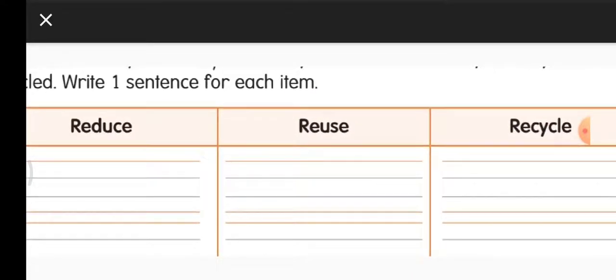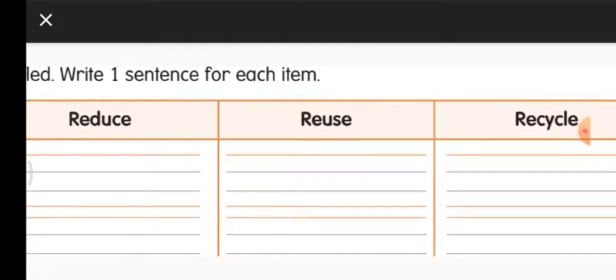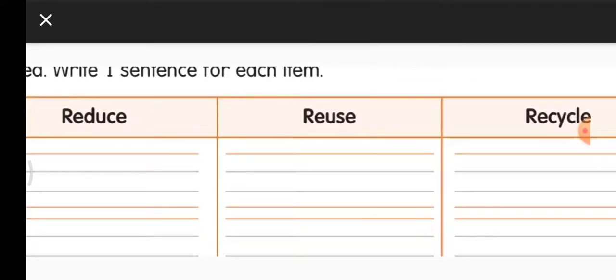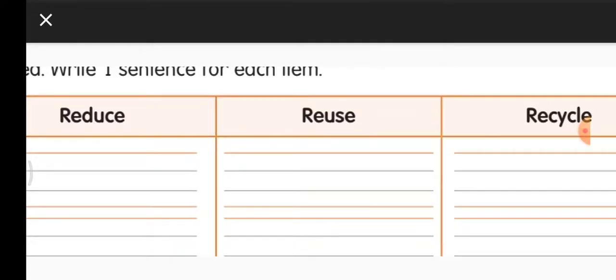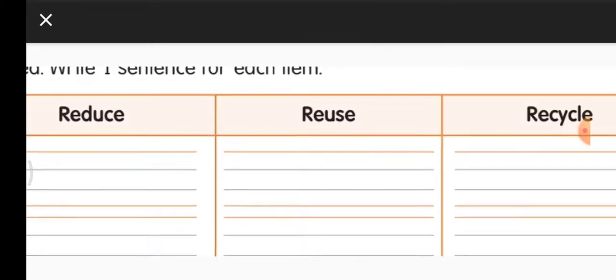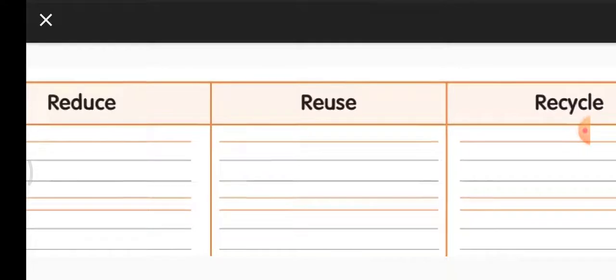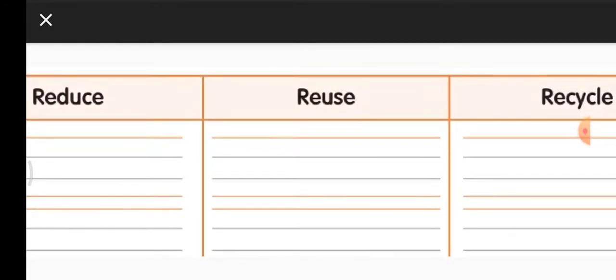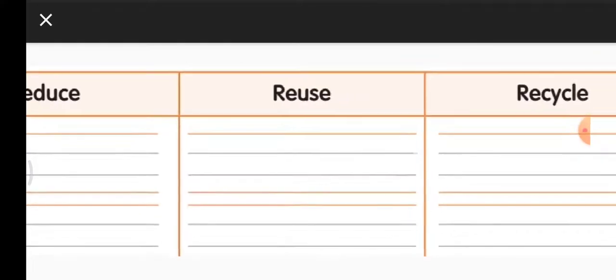Reuse, how can you reuse things? Okay, which things can be reused? The old clothes can be used as mops in the kitchen. Okay, or you can make a dusting cloth out of it. The old clothes can also be stitched into a nice bag so that you can go for shopping with it.